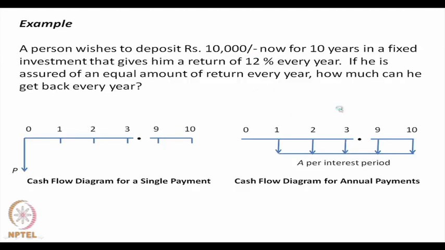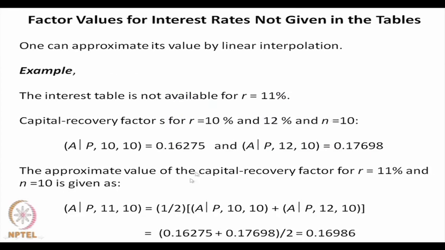So, in this case we have taken the average value, which is half of this plus this, which is equal to 0.16986. Therefore, we can determine values for interest rates for which interest tables are not available. We can interpolate and find approximate values of every factor.